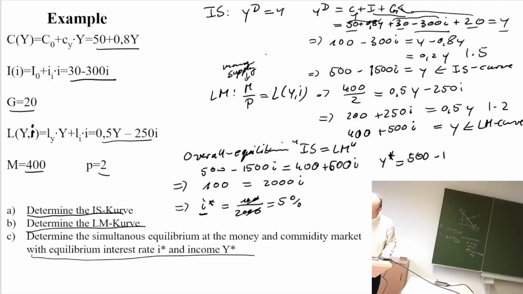500 minus 1,500 times 5 over 100. This cancels. 75 is 425, and hopefully we are right, because this also has to be equal to 400 plus 500 times 5 over 100. So inserting in both equations, of course, has to give us the same result.